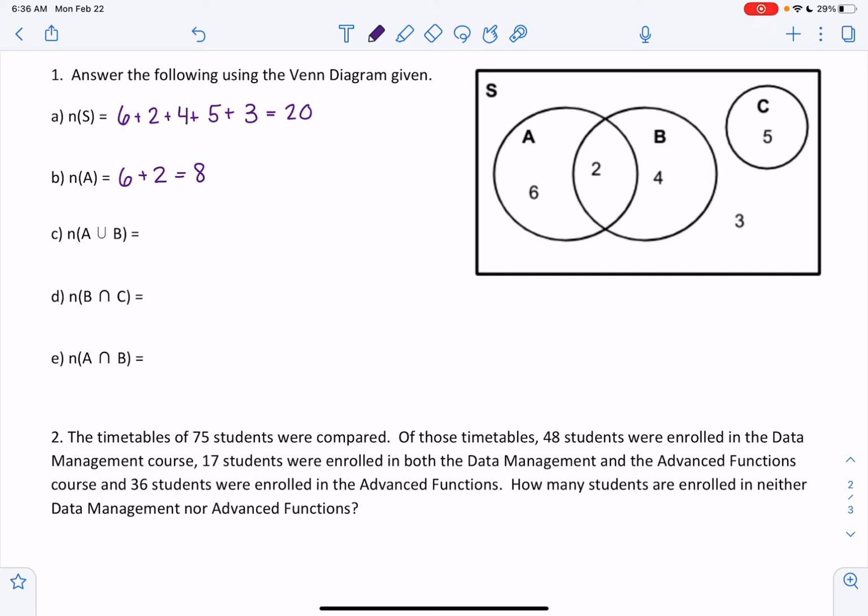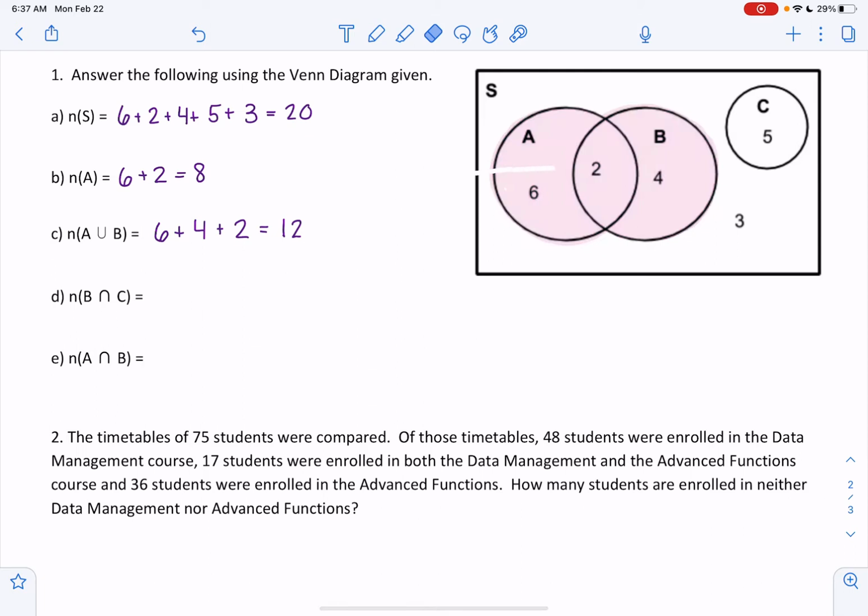Next, how many elements are in A union B? So that is all of the elements in A and B. So we need to look at all of the elements that fit in both of these categories here. So we'll have 6 for the number of elements just in A, plus 4 for the number of elements just in B, plus 2 for the ones that they share, and that gives us 12 elements.